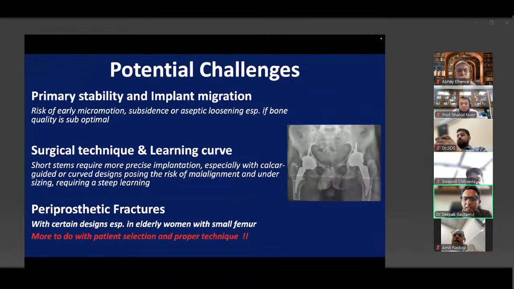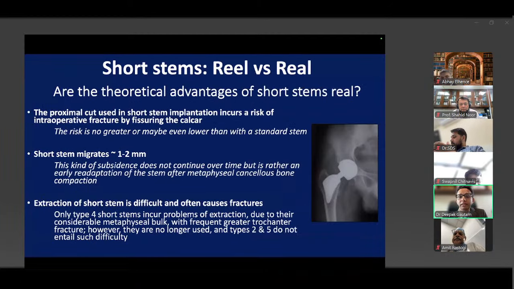The surgical technique is very, very important, and there is the risk of periprosthetic fracture. But the risk of periprosthetic fracture comes from the surgical technique itself, because it has to do with patient selection, patient bone anatomy, and the proper technique. So, are the theoretical advantages of the short stem real or not? They are, yes, real, because the myths have to be resolved.